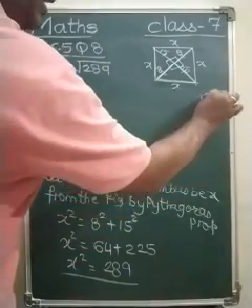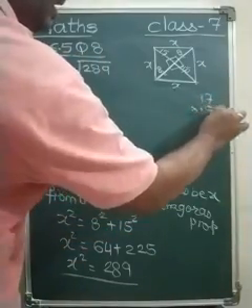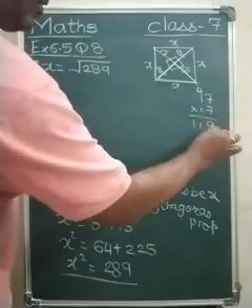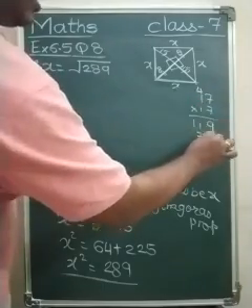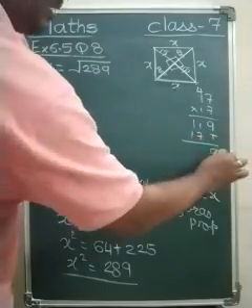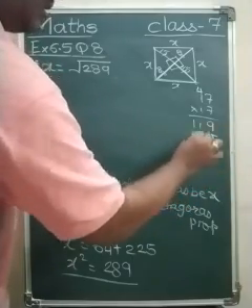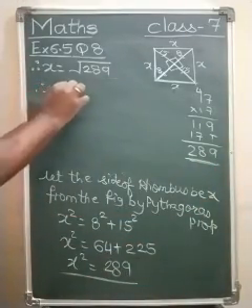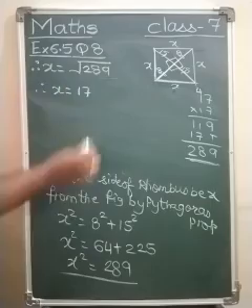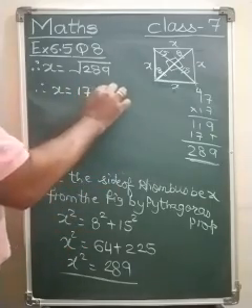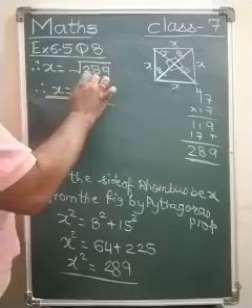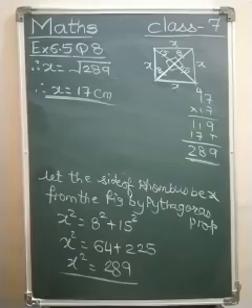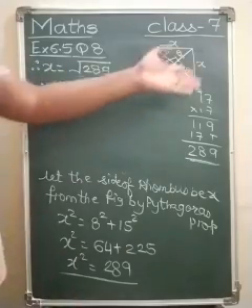Let us check. 17 multiplied by 17. 7 7s are 49. 7 1s are 7 plus 4 is 11, 1 7s are 7, 1 1s are 1. So 289. Therefore, x equals 17 centimeter. So root of 289 is 17. 17 into 17 we get 289. This is only the side we have found.